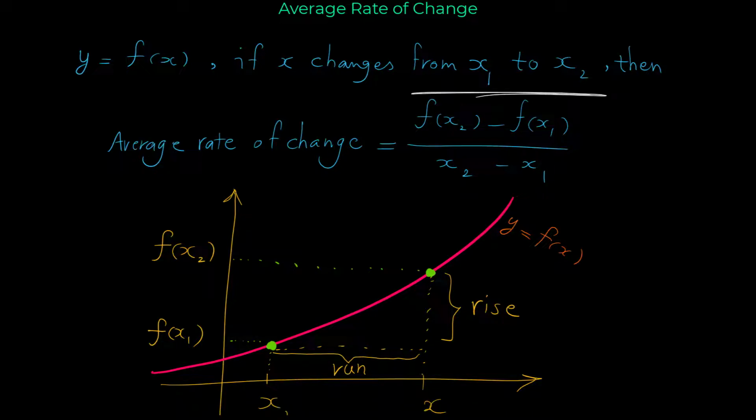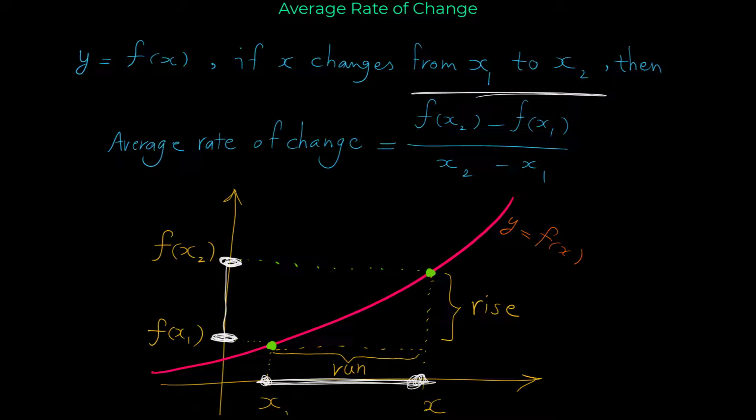If the value of x changes from x1 to x2, because x changes, the y value of the function also changes from f of x1 to f of x2. The change in x causes the change in y values of the function. This should be obvious.